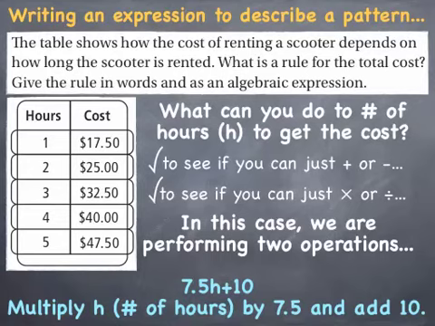This rule should work, or to be correct, it has to work for all of the combinations of hours and cost. So when you plug in 1, you'll get $17.50. When you plug in 2, you'll get $25. When you plug in 3, you'll get $32.50, and so on.